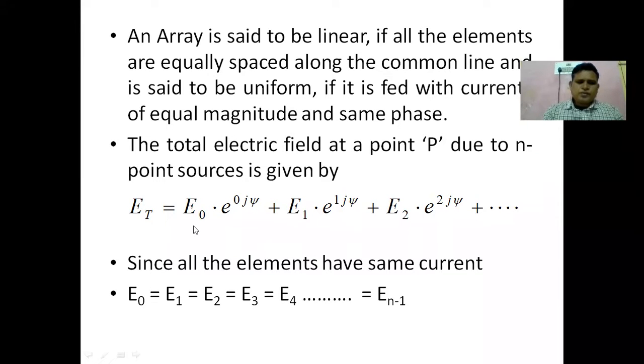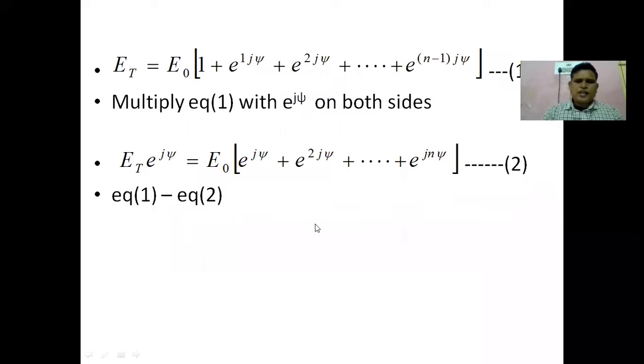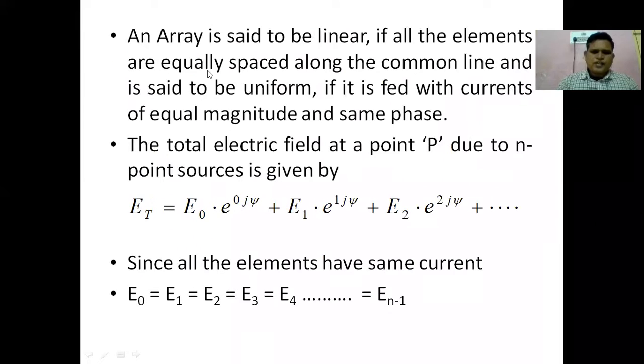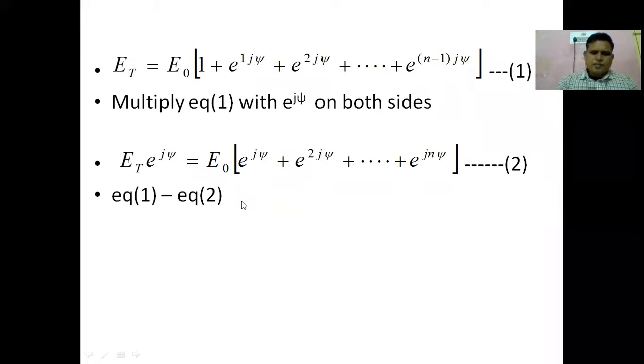Now what we are doing? We are doing simple calculations here. Here you can easily understand. Now total ET is equal to E0 times, as the magnitudes of all these electric field intensities are similar, I have taken out the common E0. See, first one is e power 0 psi, and e power 0 is equal to 1. That's why this is 1 plus e power j psi plus e power 2 j psi plus ... plus e power n minus 1 j psi.